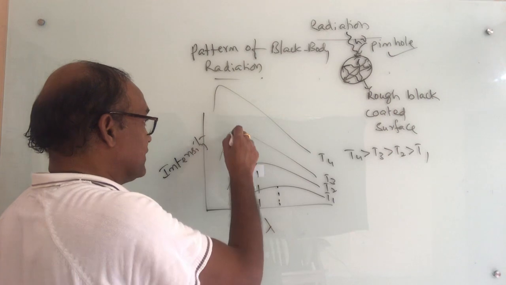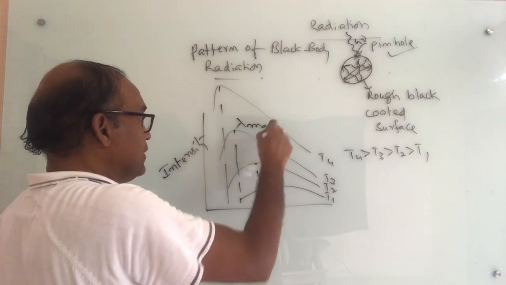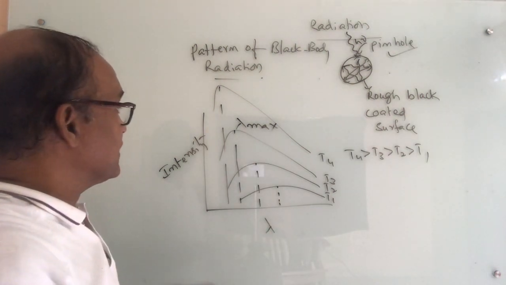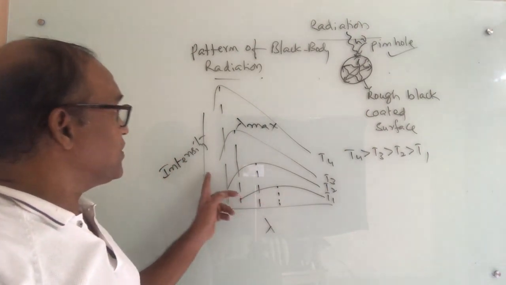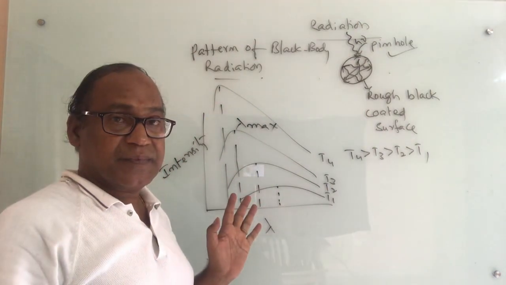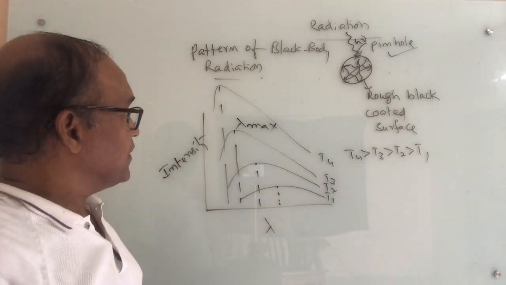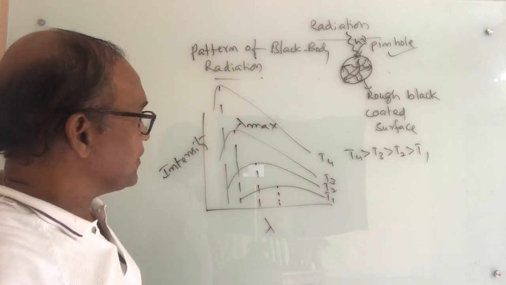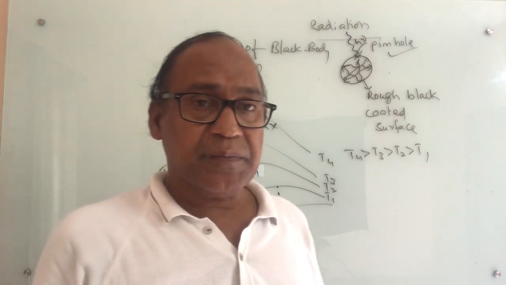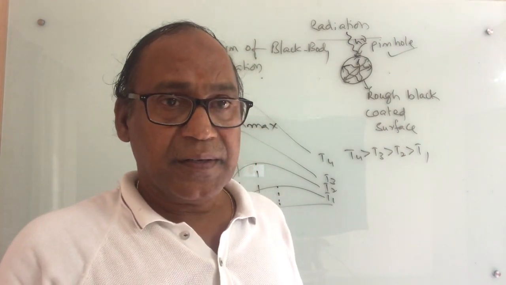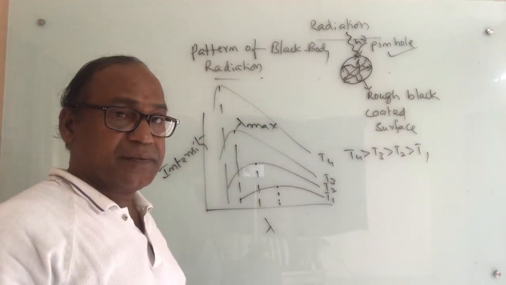This is the lambda max. Lambda max means the wavelength at which maximum intensity of light is emitted. As temperature increases, lambda max shifts towards lower wavelength regions. So these are the observations which we can infer from this graph. Many scientists, Wien, Rayleigh and Jeans, attempted to explain. They failed to explain the complete pattern of black body radiation.